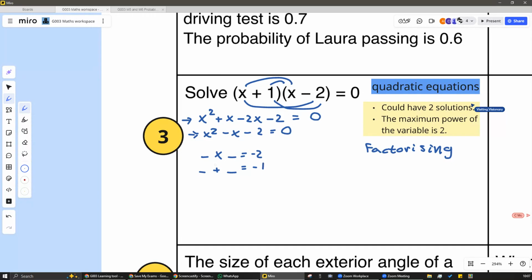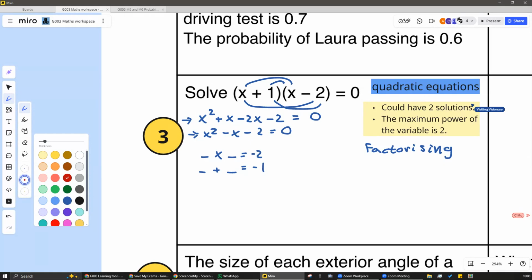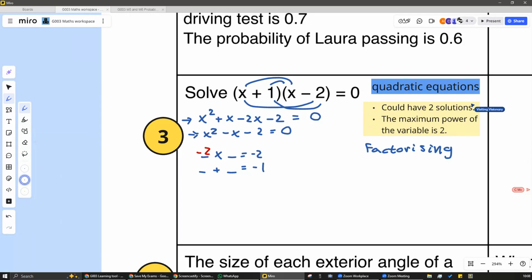So 2 numbers that when I multiply, they give negative 2, and when they add, they give negative 1. So I was thinking about what those numbers could be. The easiest way to work that out is to look at what the possible numbers for this are, and then find out which combination would add together to give this one. So I can see that it's going to be negative 2 and 1. Negative 2 and 1 multiplied to give negative 2. Negative 2 and 1 also add to give negative 1.